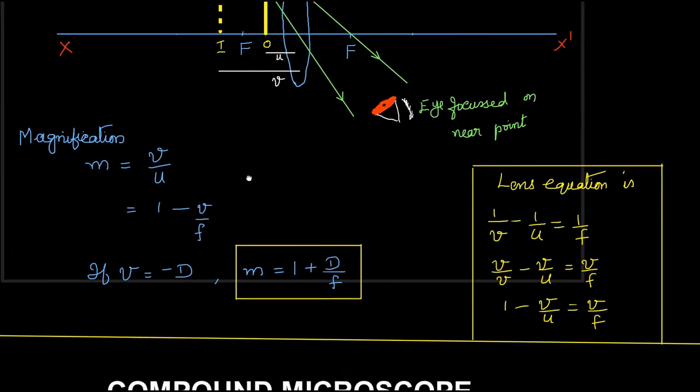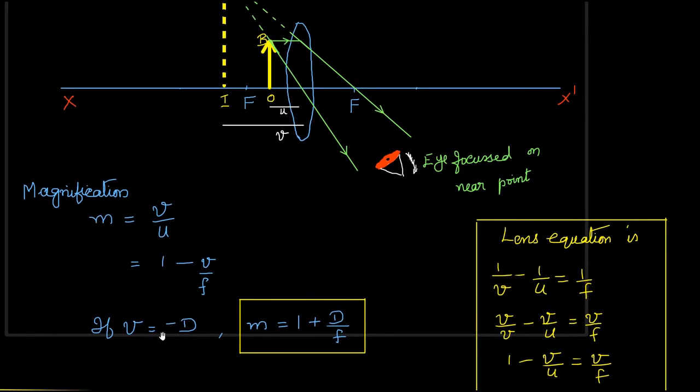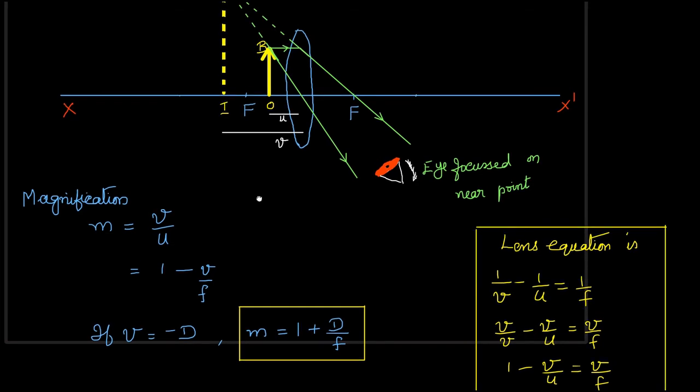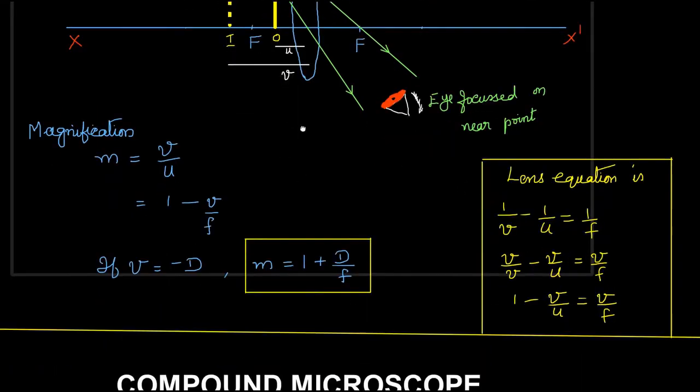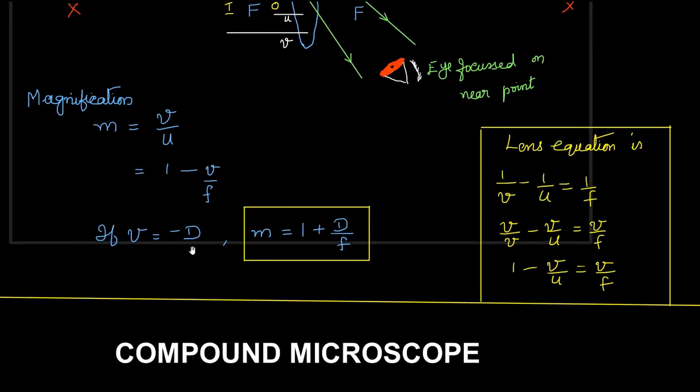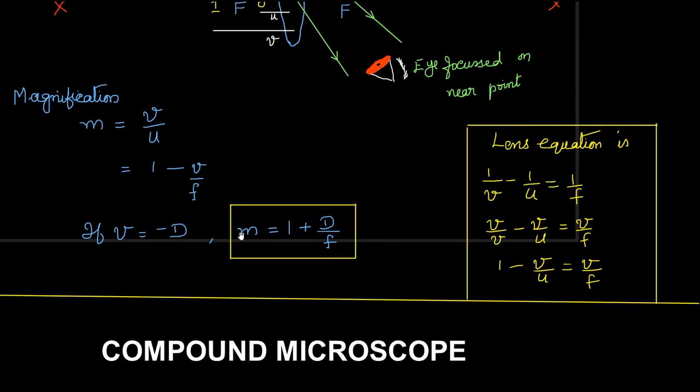Now, if V is minus D, because the distance of the image is measured opposite to the direction of the incident ray. Moreover, V equal to the least distance of distinct vision, capital D, with a negative sign. V equal to minus D. Therefore, magnification M equal to 1 minus D by F, which is 1 plus D by F.